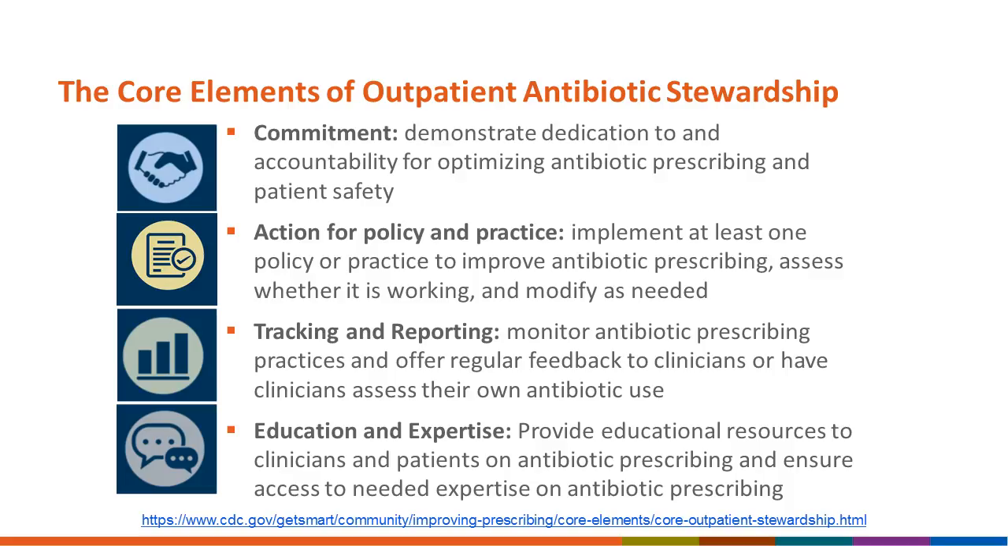So what are the 4 core elements of outpatient antibiotic prescribing? First is commitment, which means to demonstrate dedication to and accountability for optimizing antibiotic prescribing and patient safety. Next is action for policy and practice, to implement at least one policy or practice to improve antibiotic prescribing, assess whether it's working, and modify as needed. After that is tracking and reporting, which means to monitor antibiotic prescribing practices and offer regular feedback to clinicians or have clinicians assess their own antibiotic use. And finally is education and expertise, to provide educational resources to clinicians and patients on antibiotic prescribing, and ensure access to needed expertise on antibiotic prescribing.